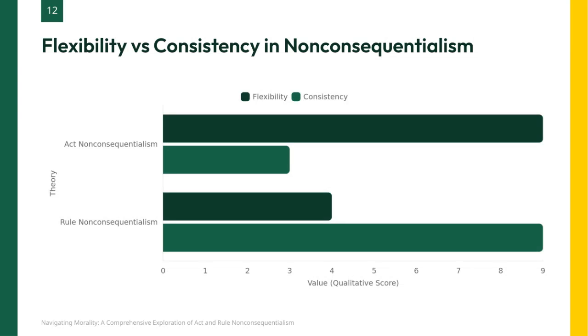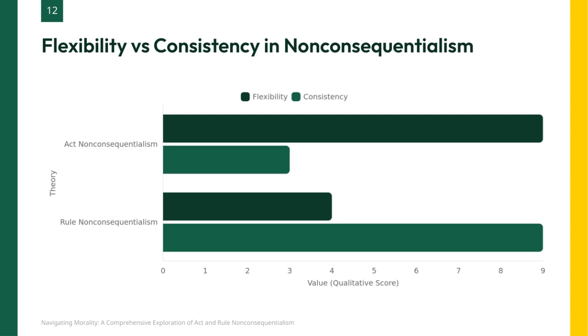Here we see a comparison between act non-consequentialism and rule non-consequentialism, focusing on two key qualities, flexibility and consistency. Looking at the horizontal bars, act non-consequentialism scores very high on flexibility, which means it allows for more situational judgment and adaptability in ethical decision-making. However, its consistency score is relatively low, indicating that decisions may vary considerably depending on the circumstances.